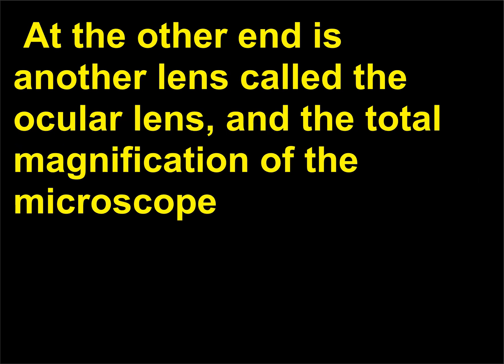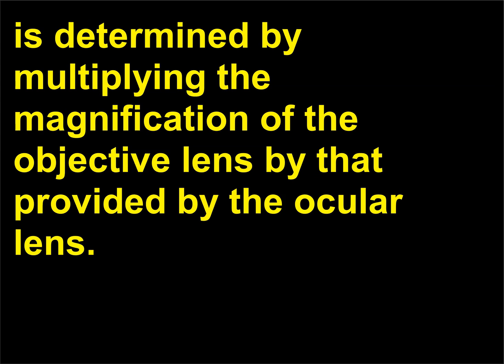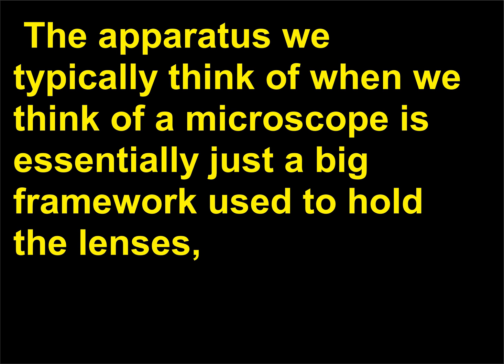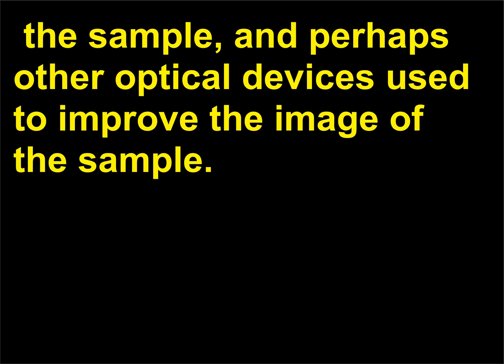At the other end is another lens called the ocular lens, and the total magnification of the microscope is determined by multiplying the magnification of the objective lens by that provided by the ocular lens. The apparatus we typically think of when we think of a microscope is essentially just a big framework used to hold the lenses, the sample, and perhaps other optical devices used to improve the image of the sample.